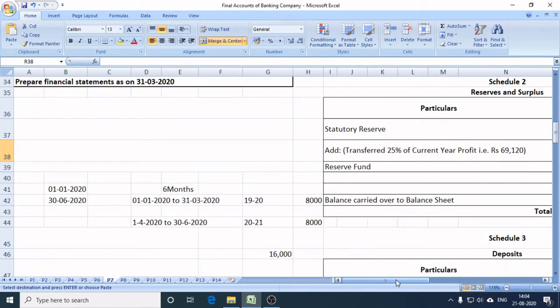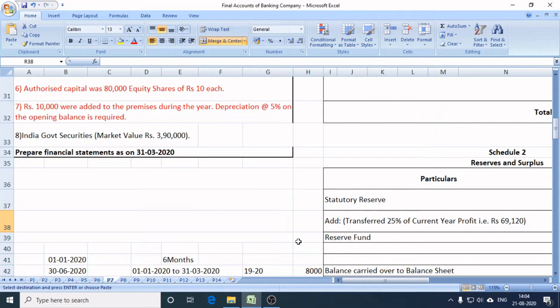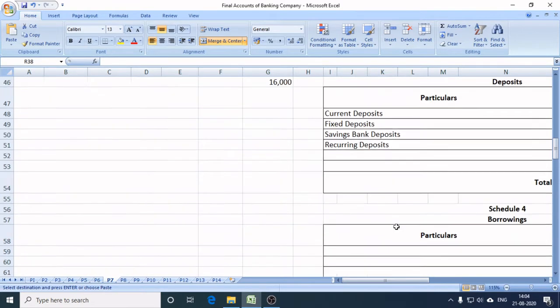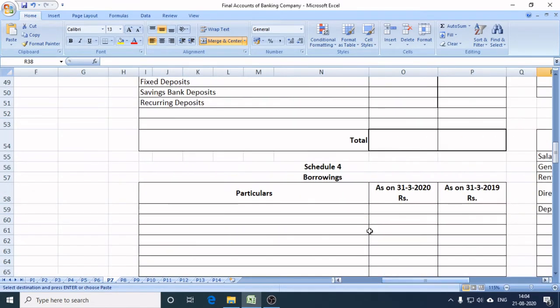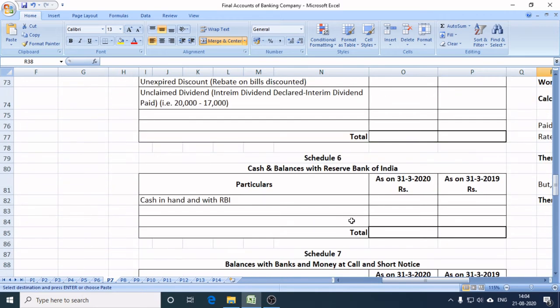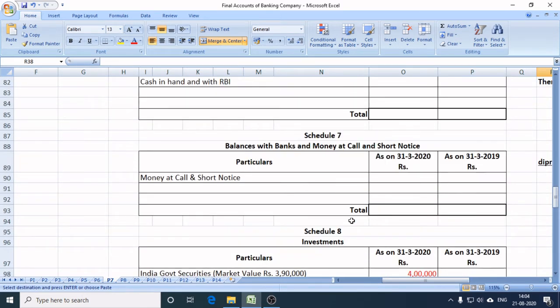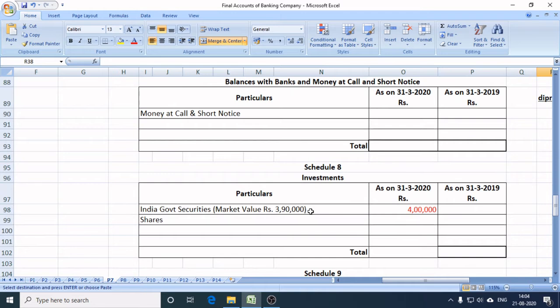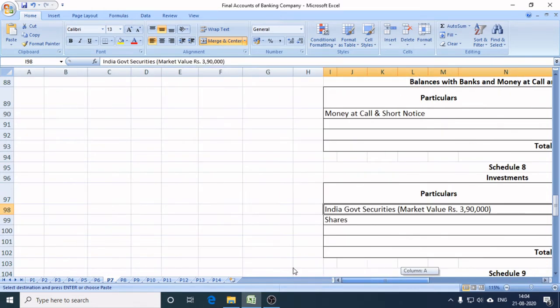But as here we are showing the book value and we are going to consider only the book value for calculation purposes, then there is no need to consider the market value for the calculation purposes. Only disclose it in schedule number 8, that is investments.